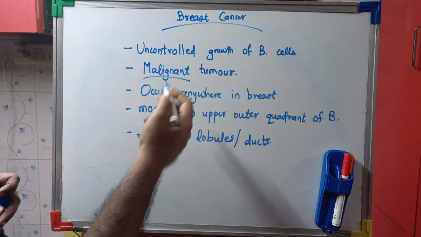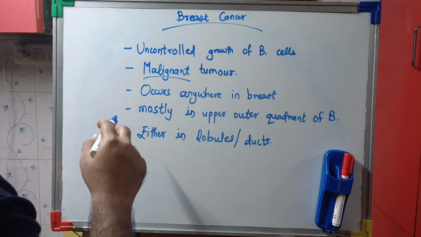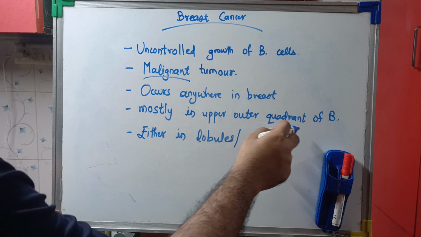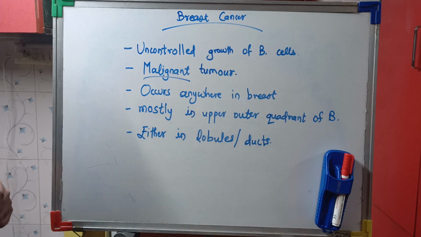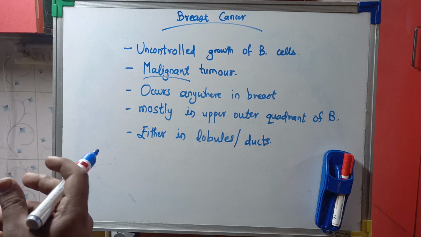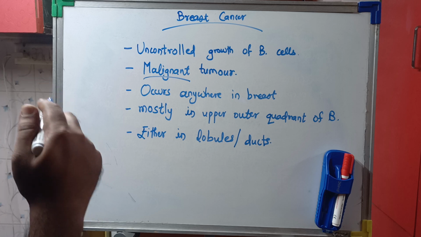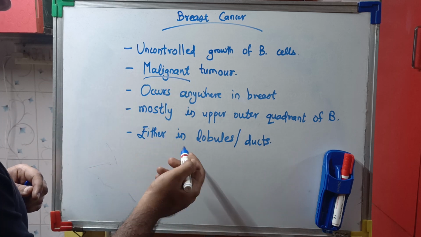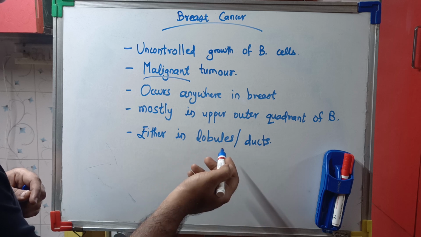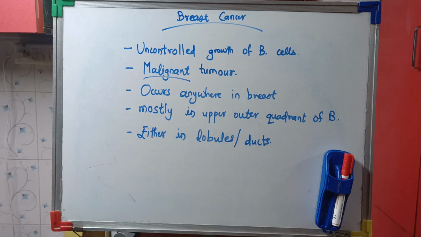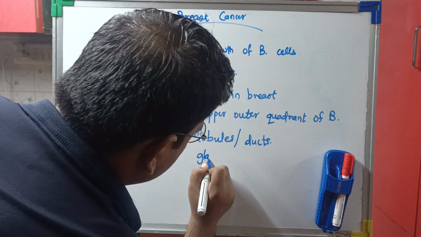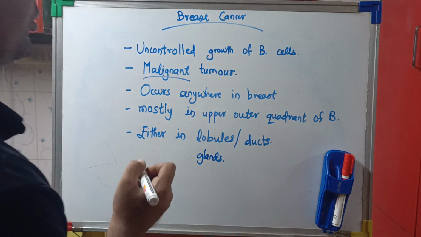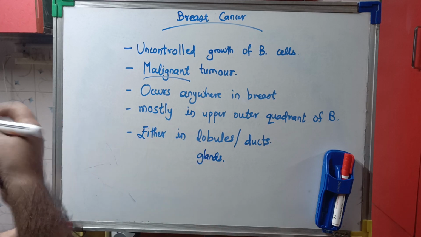The cancer can occur anywhere in the breast, but it mostly occurs in the upper outer quadrant of the breast. In the upper outer quadrant, there is a lot of cell mass, so it usually occurs there. Breast cancer either occurs in the lobules, which are the glands which produce milk in the breast, or the ducts.